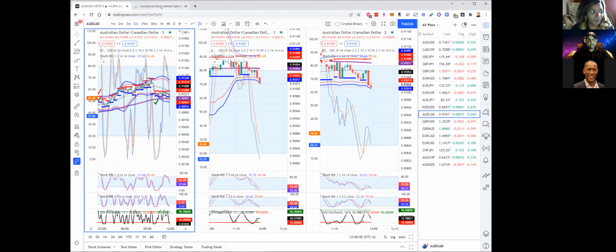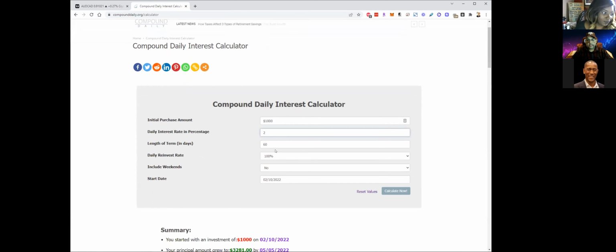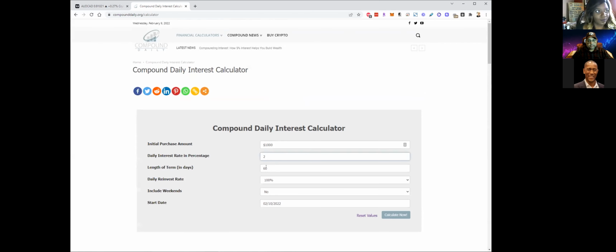The other thing I wanted to show you all was the compound calculator. Let's just say you started your binary account with $1,000, and your goal is to make about 2% a day. If you want to be more conservative, you can go to 1%. Let's say 60 days, because you trade about 20 days a month. You don't trade on the weekends. We don't do OTC trading. It's very dangerous. Don't do it. Only trade when the actual market is open.